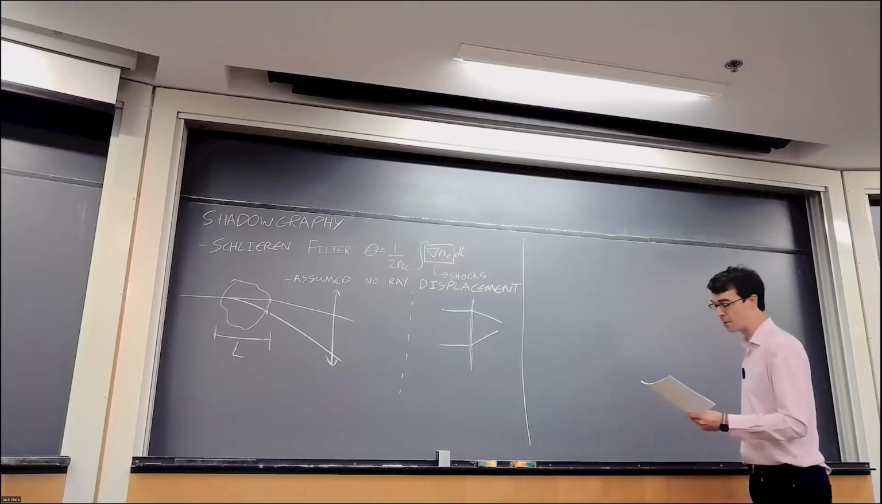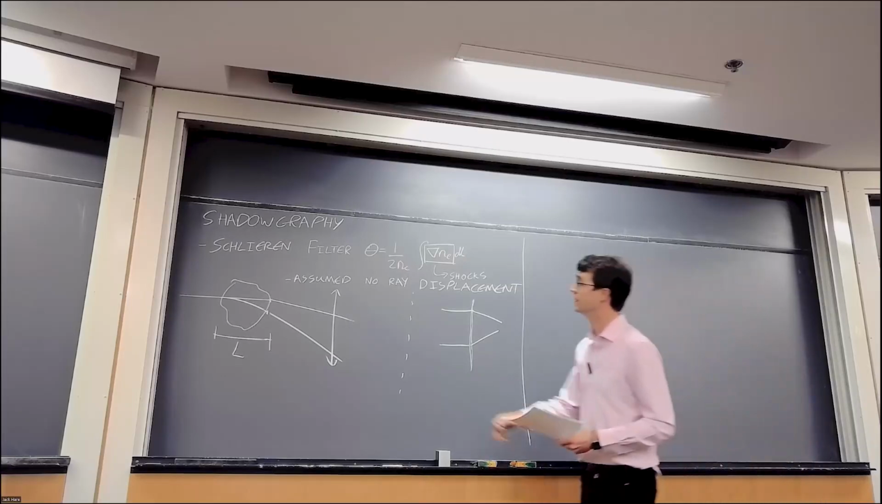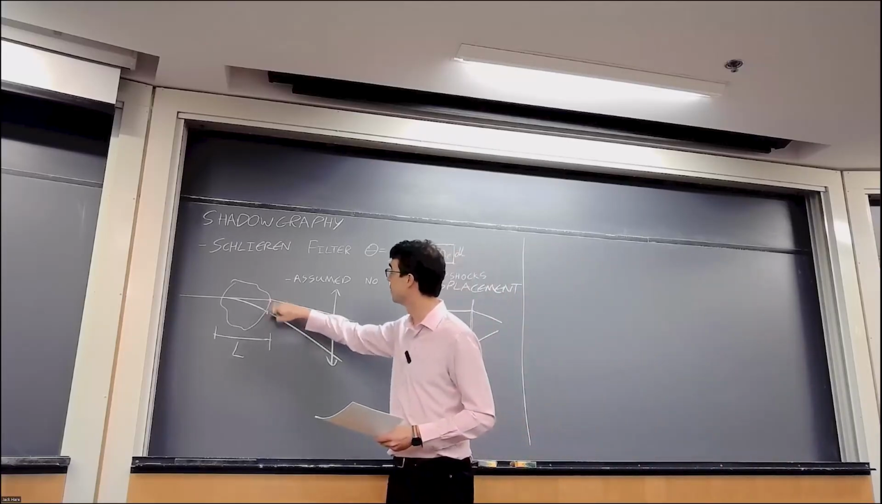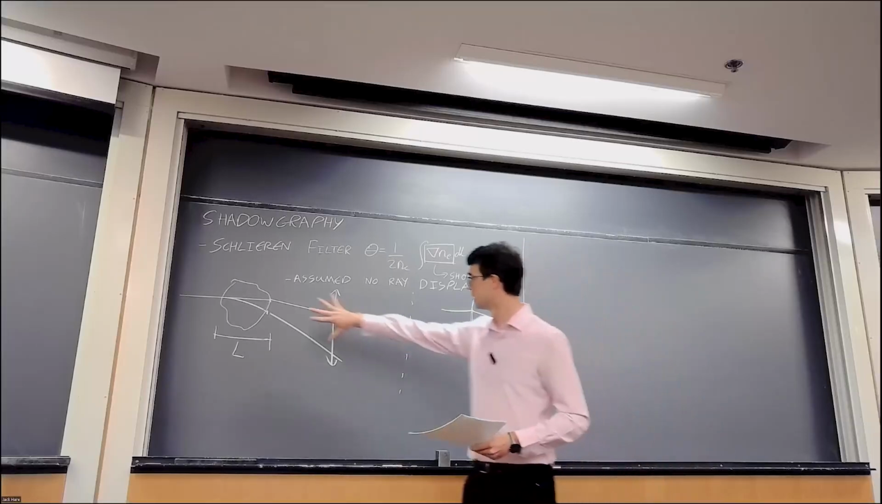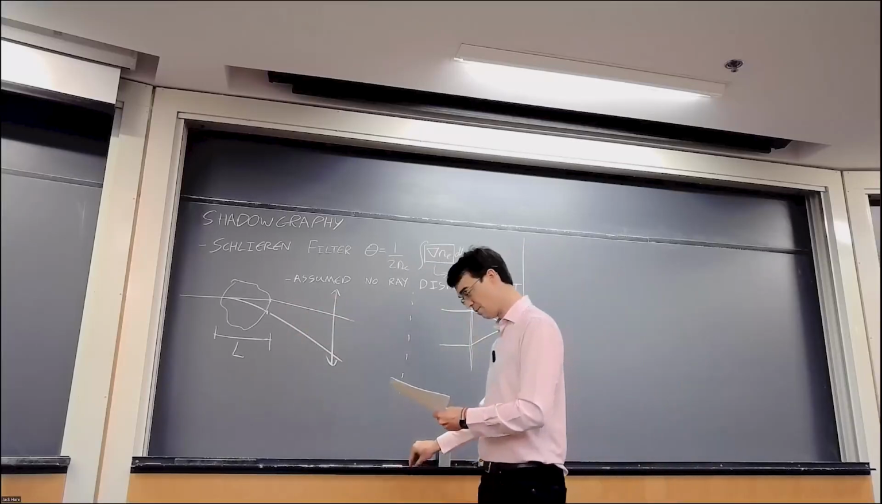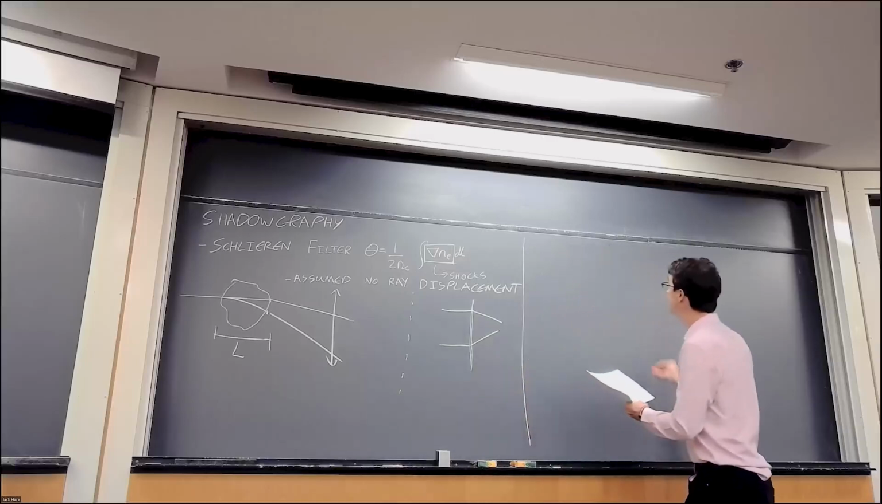So we made this assumption, but we're now going to relax that and have a look at what happens when we do true shadowgraphy, which is where we're interested not just in the angles of the rays, but their displacements as well. So I'm going to try and draw a slightly better version of this image, hopefully with some nice straight lines. Let's see how it goes.